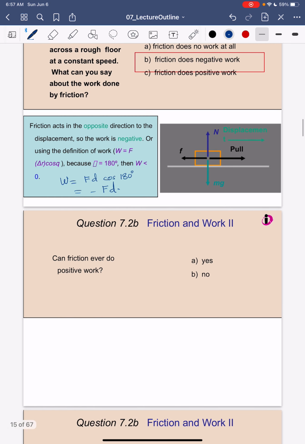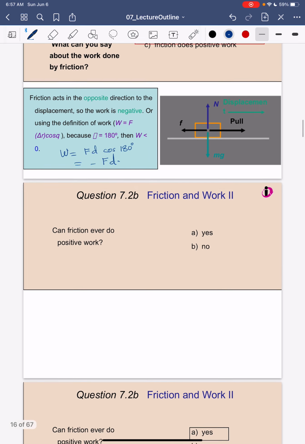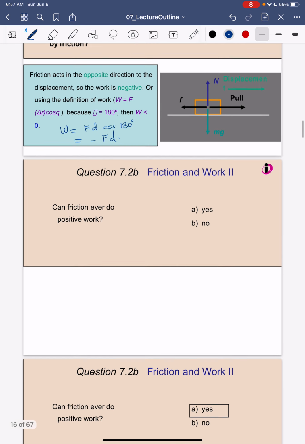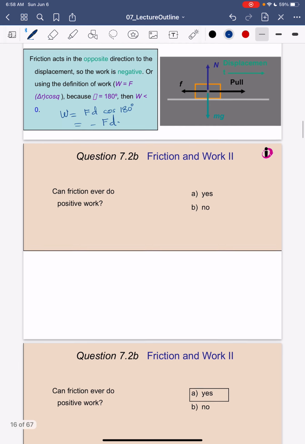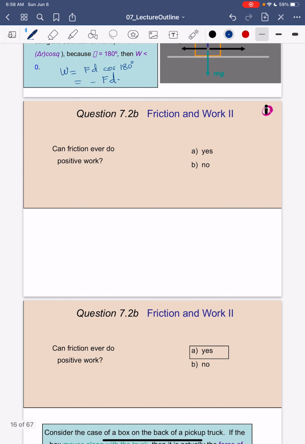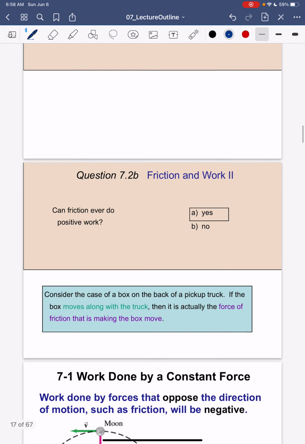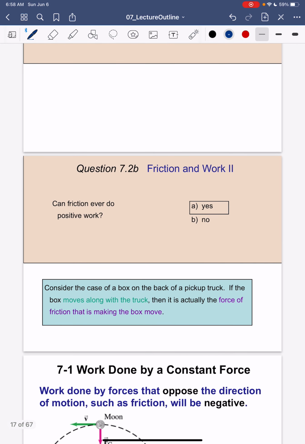Now here, friction and work. Also, this is a conceptual question. Can friction ever do positive work? Yes or no? Yes, because sometimes, let's say we have a pickup truck, and you have a box in that truck. If the box moves along with the truck, then it is actually the force of friction that is making the box move.